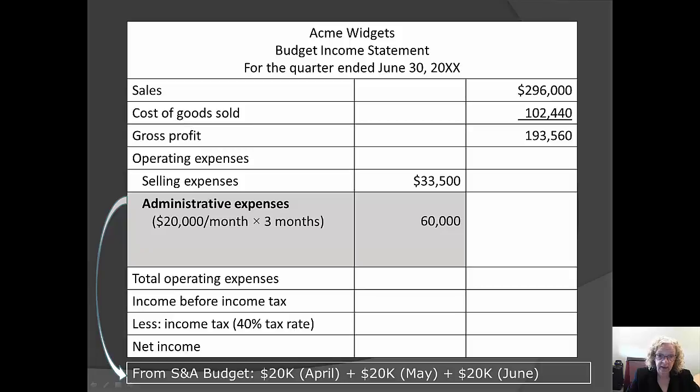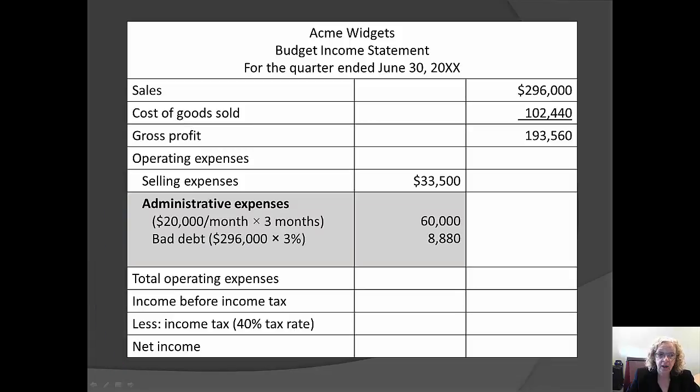Our administrative expenses we know are the same every month because they're fixed. So $20,000 a month times 3 months, we can figure that out. Then we can also consider bad debt. That's not a cash expense, but it is an expense. We estimated it at 3% of sales.